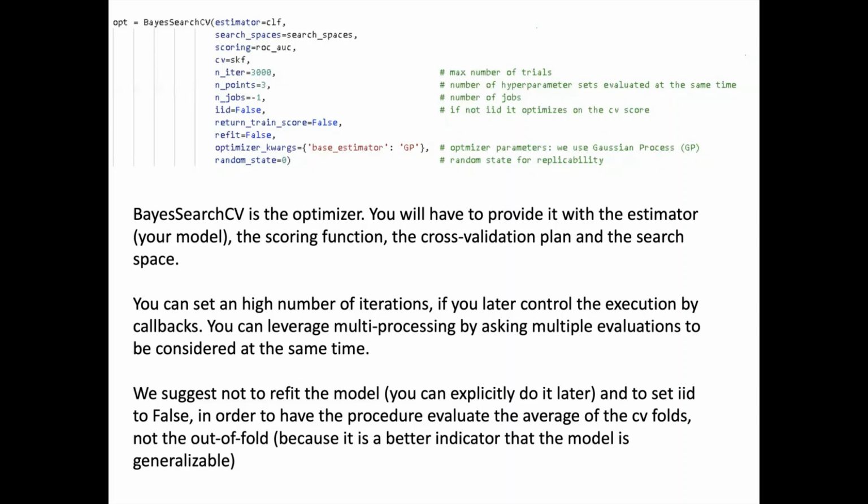The following parameter, the IID, is related to how the Bayesian optimization treats its results. By putting it false, it means that you are optimizing basically for the cross-validation score. The alternative is putting it to true. In this case, it will consider the out-of-fold results. But we actually suggest you not to do so. Instead, optimize based on the cross-validation.